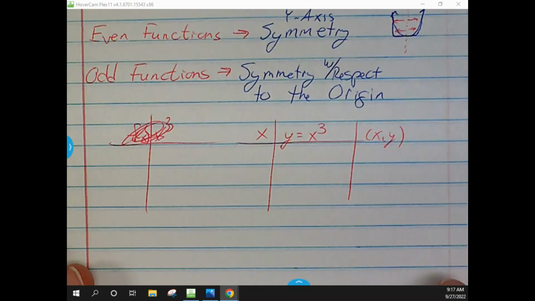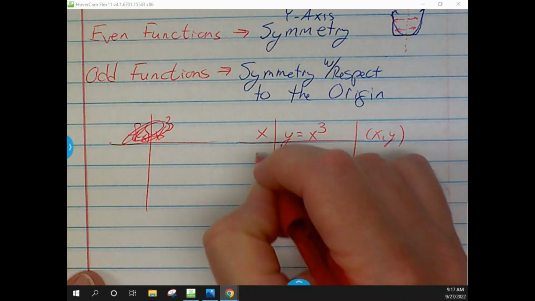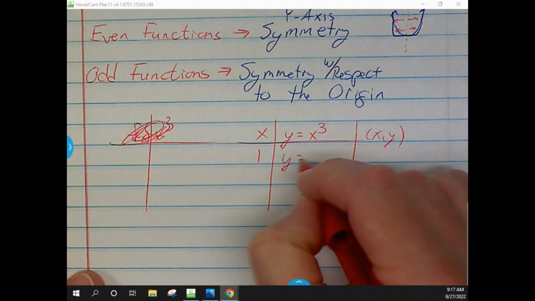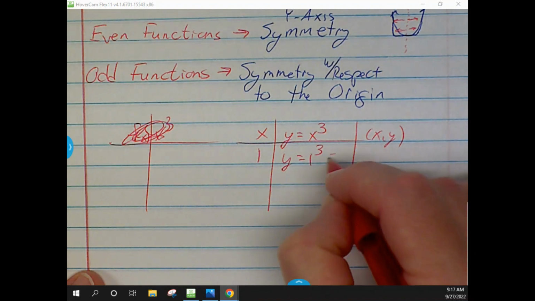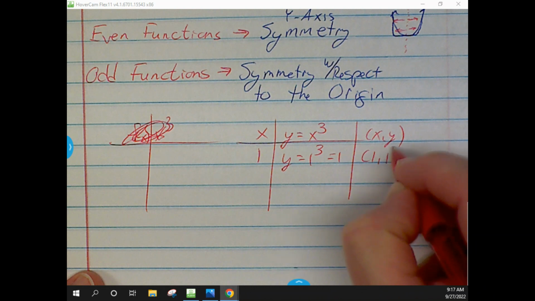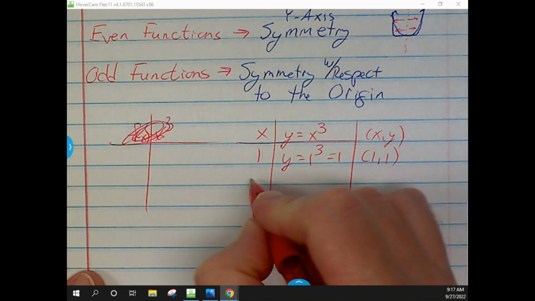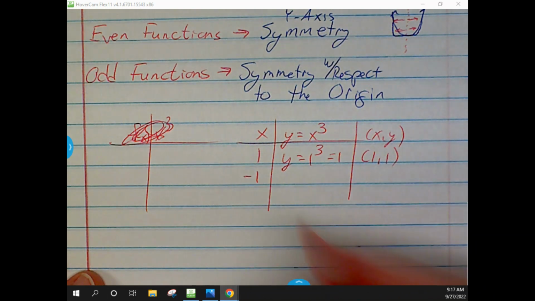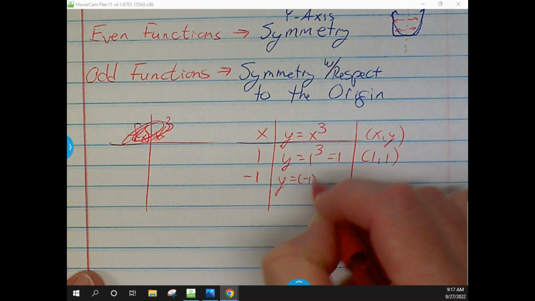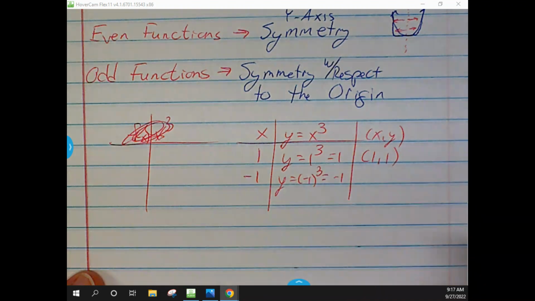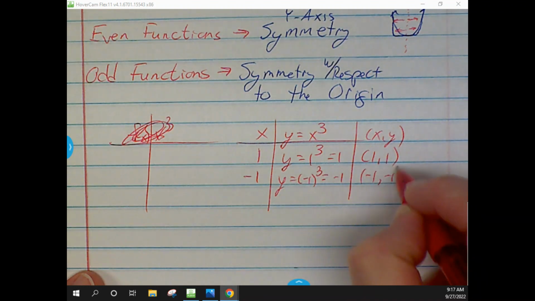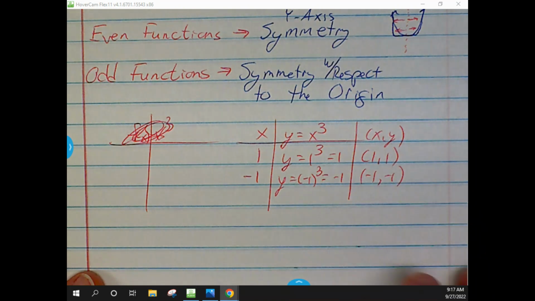So, and you don't necessarily have to write this down. Let me just kind of show you that. But if you plugged in 1, then your y would be 1 to the third, which would just be 1. So the ordered pair would be 1, 1, right? If you plug in -1, if we do -1 to the third, that's -1. So that gives you the point -1, -1.